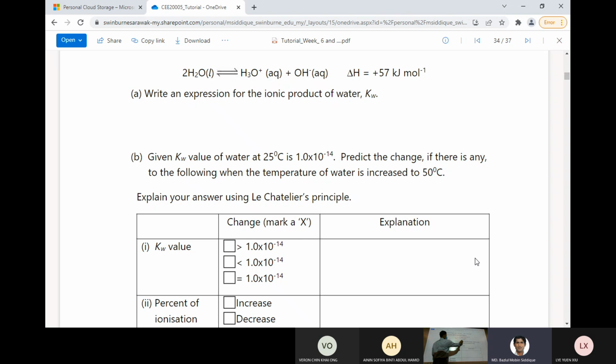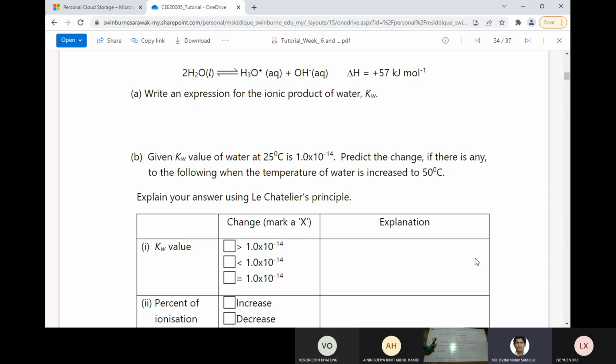Any answer for this? Do you know, or have you forgotten maybe? What is the Kw value at 25 degrees? Kw value at 25 degrees. 10 power negative 14, yes. 1 times 10 to the negative 14.